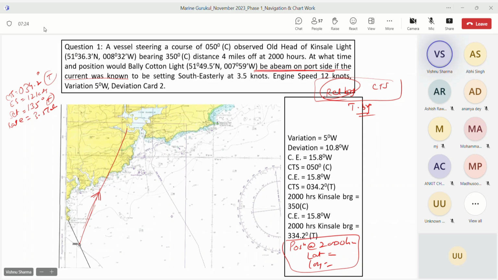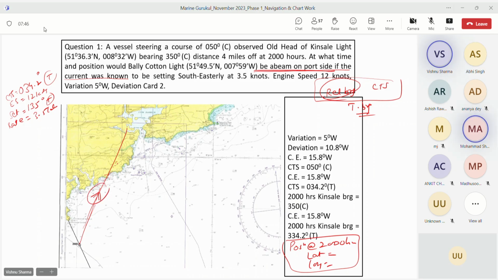So we apply the current to find the CMG. Are we allowing or counteracting the current then? Allowing. Where would we draw the current? At the head end of the CTS line. Correct?